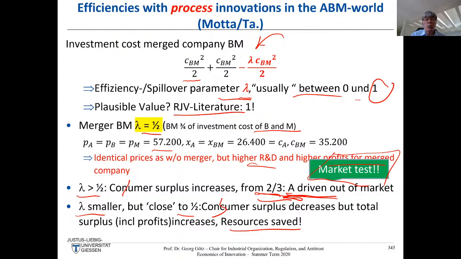So in a sense, that's what you could do in a thesis. Look into whether it's a case that lambda has to be so high in order for the merger to be profitable that in this case, automatically, for instance, total surplus increases.